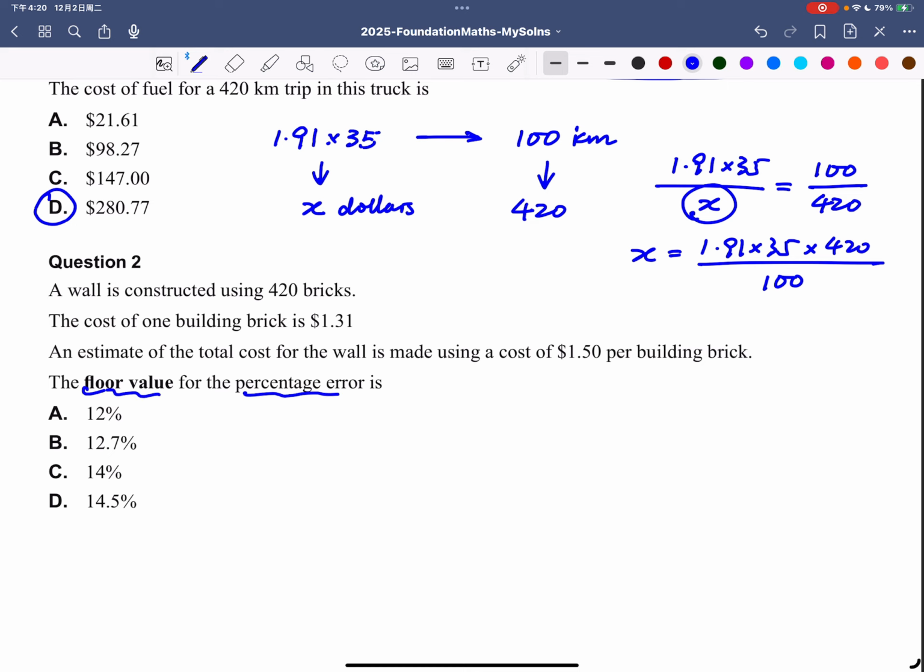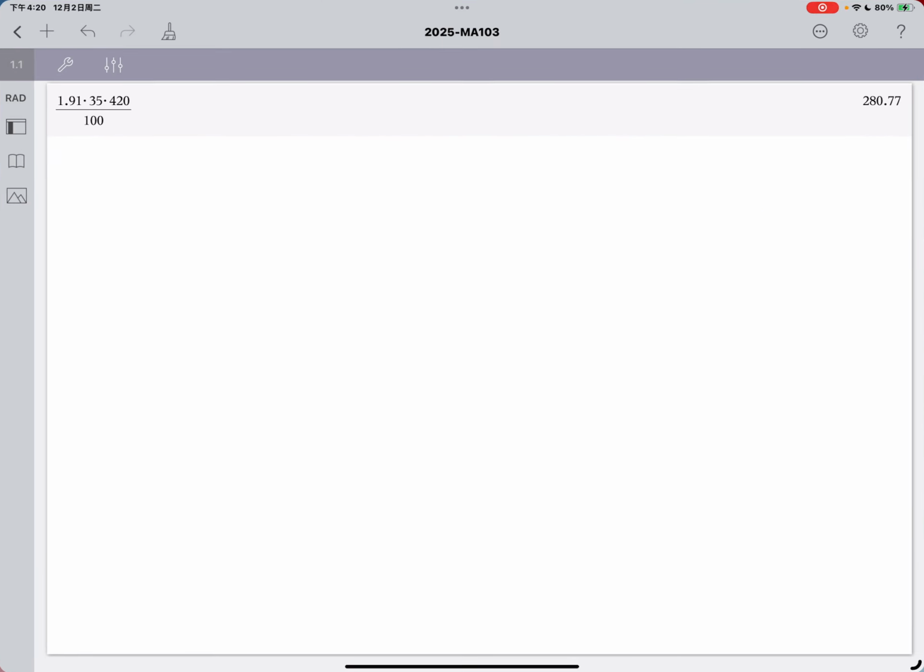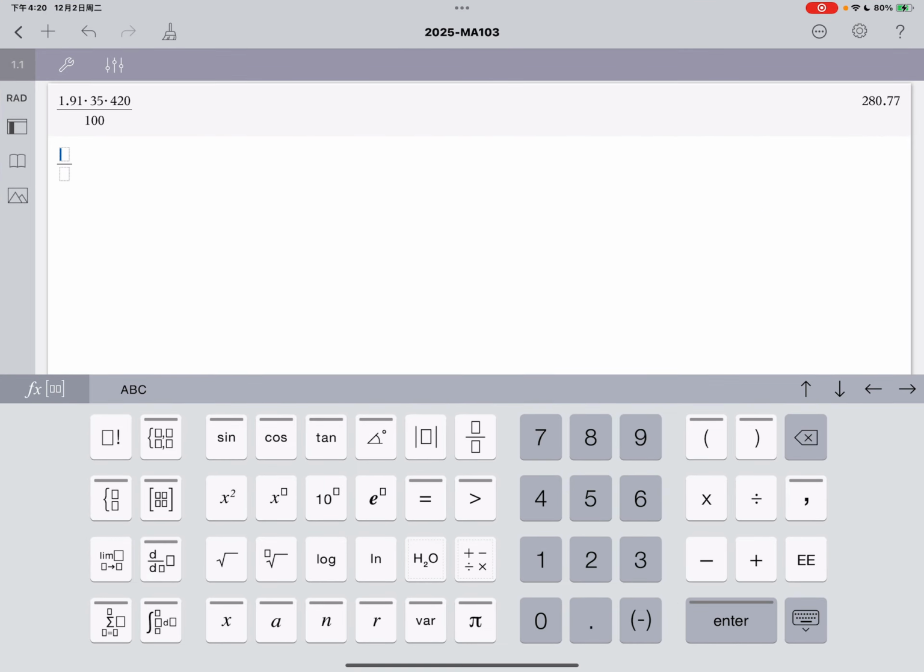So firstly, the percentage error is 1.50, that's the estimate value, minus the actual value, divided by the actual value. Then I multiply by 100%. So I'm trying to calculate a percentage, and then I can just use my calculator. 1.5 minus 1.31 divided by 1.31, which is my base number, multiply by 100, and this is 14.5038 something.